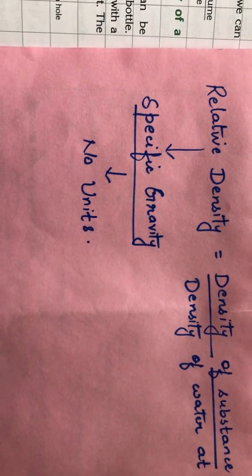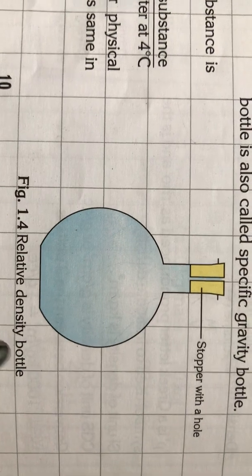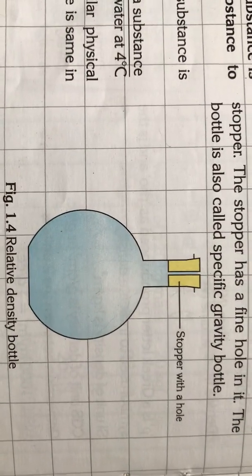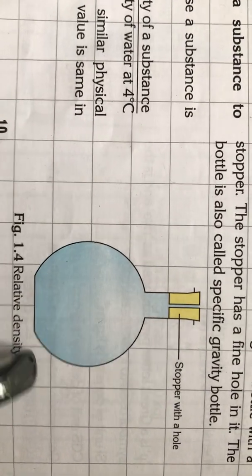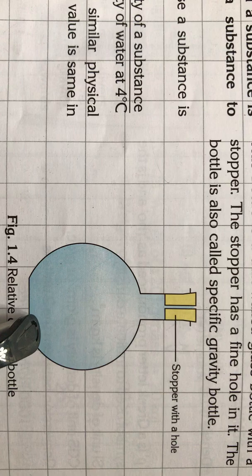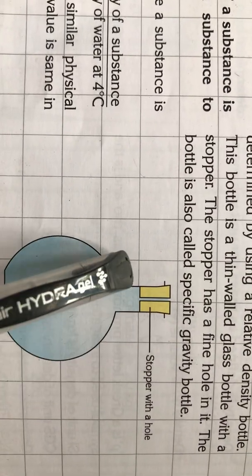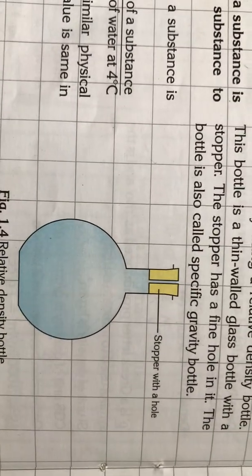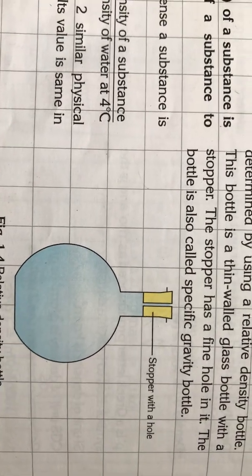Now, how can we find out the relative density of any substance? There is one bottle that is known as the relative density bottle. With this bottle we can find out the relative density of any substance. This bottle has a stopper, and this stopper has a hole in the middle. First of all, we will weigh this bottle empty.